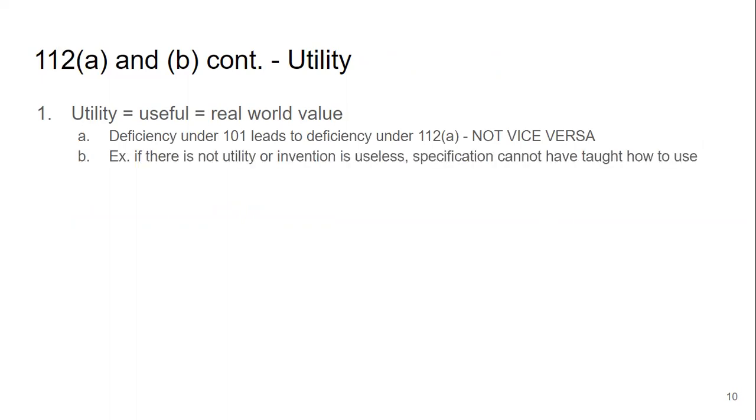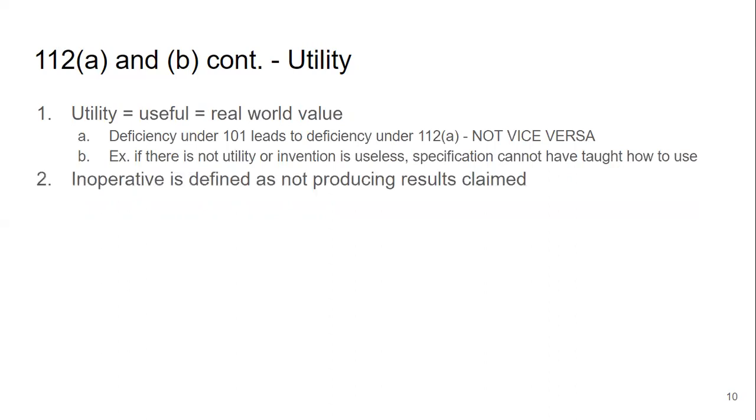If there's not utility or an invention is useless, the specification can't have taught how to use. And that's what 112A is about mostly, the specification. So there's no way that the specification would be able to prove something that is already useless.